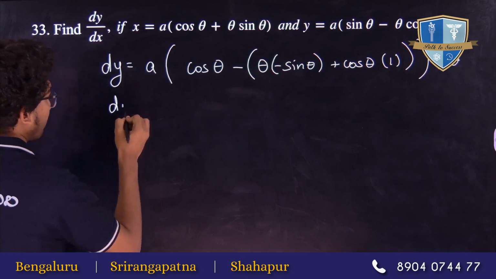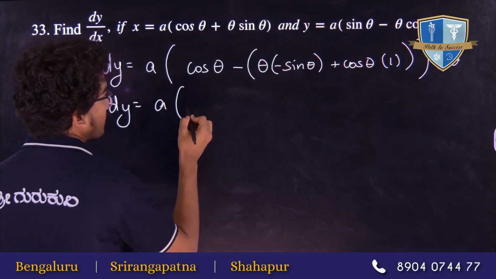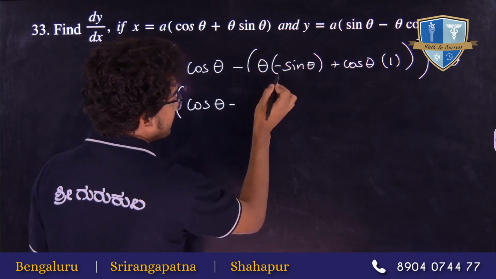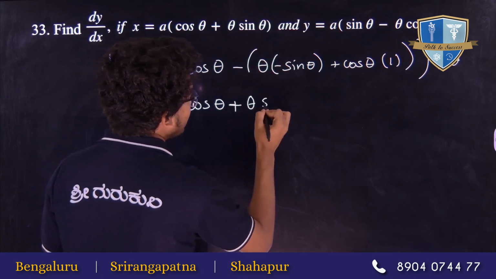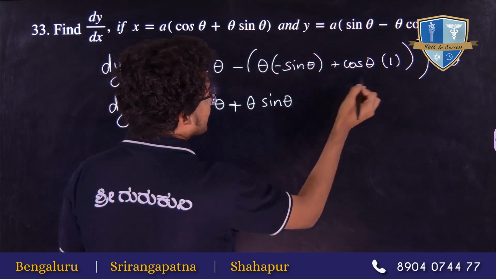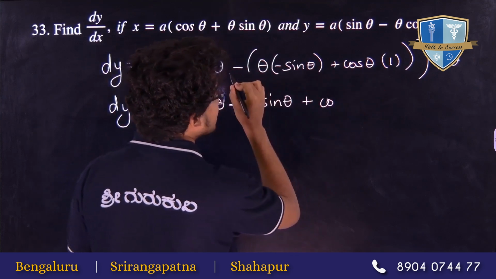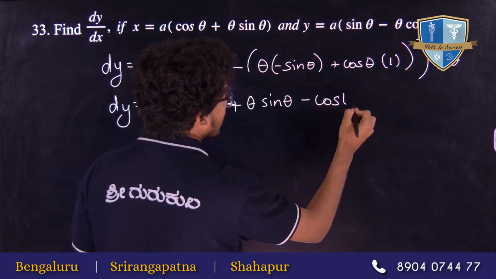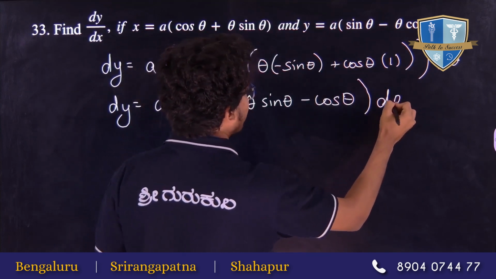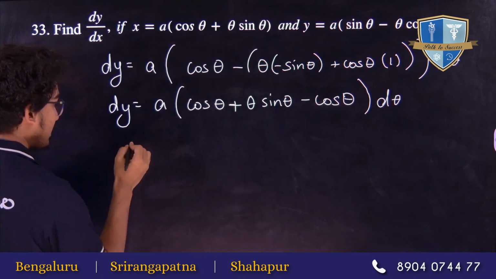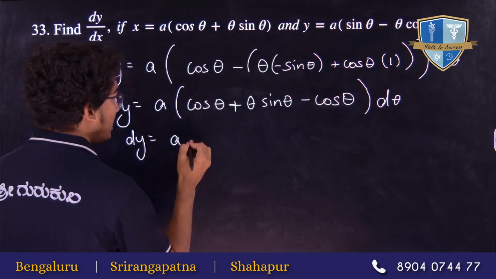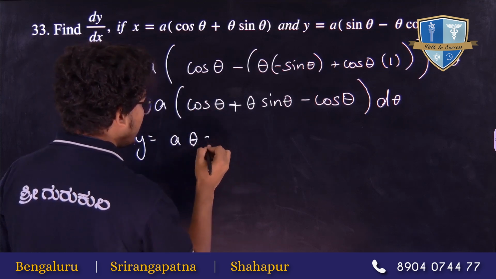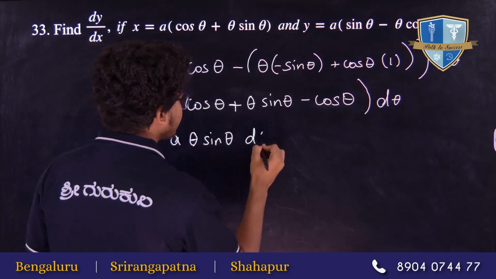So this dy is equal to a cos theta minus, this minus and minus will become plus, so plus theta sin theta, plus cos theta, plus this minus into plus will become minus cos theta, and this whole into d theta, correct? So plus cos theta minus cos theta will cancel out. So dy is equal to a theta sin theta, a into theta into sin theta d theta, correct?